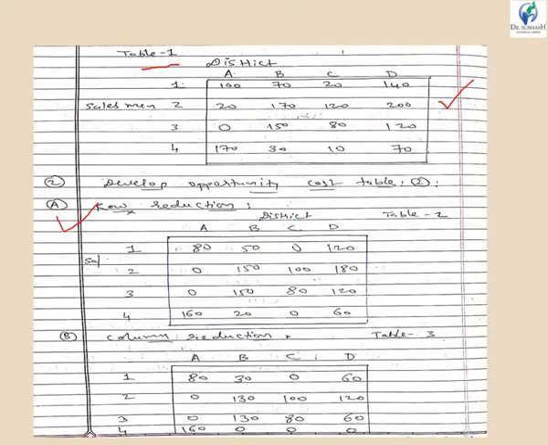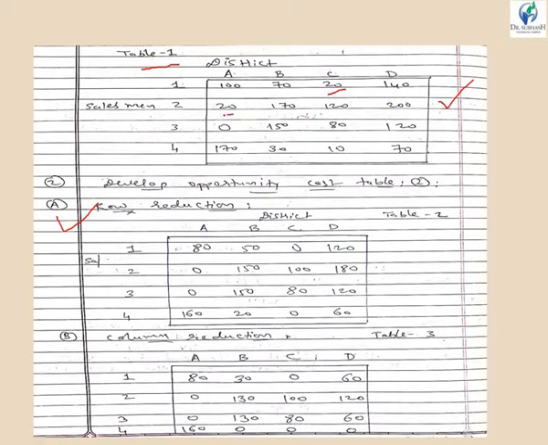From this reference table 1 we have done the row reduction. In the first row, the smallest element is 20. Subtract it from all the other elements in that first row and from itself also. So subtracting 20 from 100 will give you 80. From 70 it will give you 50. From itself it will give you 0, and from 140 it will give you 120.